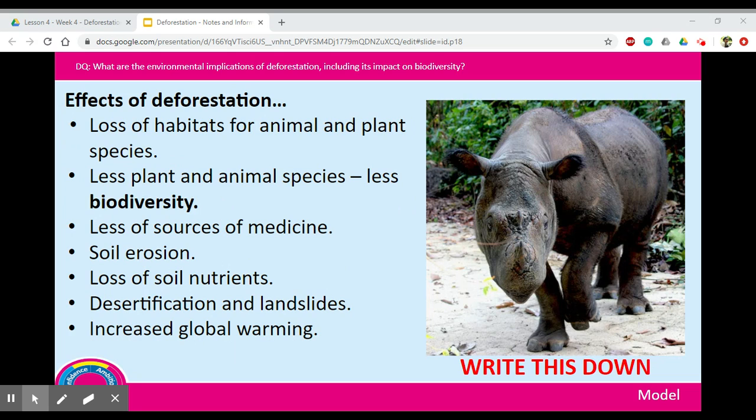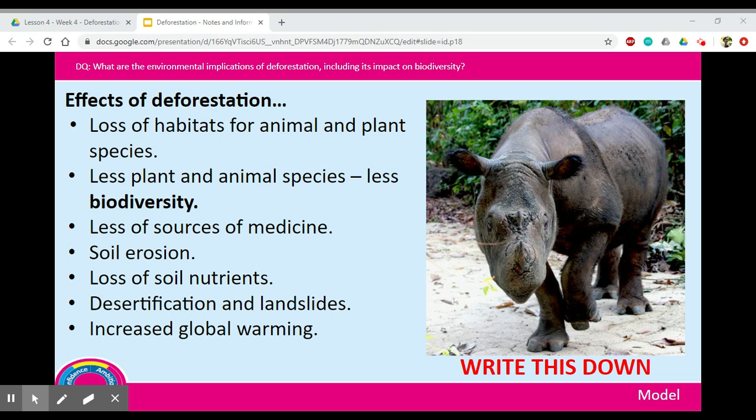Okay, so this is just a bullet point list. I would like you to write this down, of the effects of deforestation. So we've got loss of habitats for animal and plant species. Less animal and plant species is going to equate to less biodiversity. We're going to have less sources for our medicine and also our food. It's going to increase soil erosion. We're going to reduce the amount of nutrients that are in the soil. It's going to cause desertification and landslides.